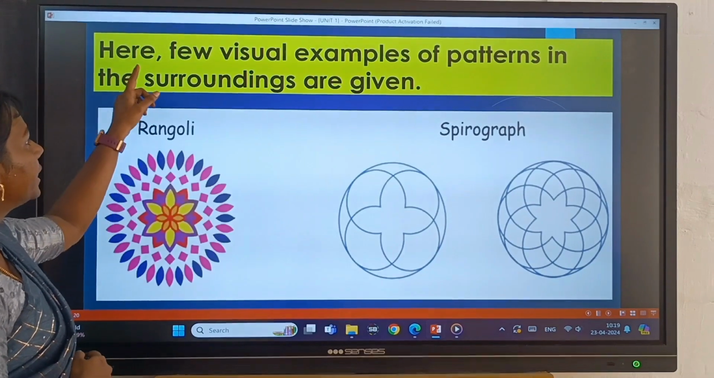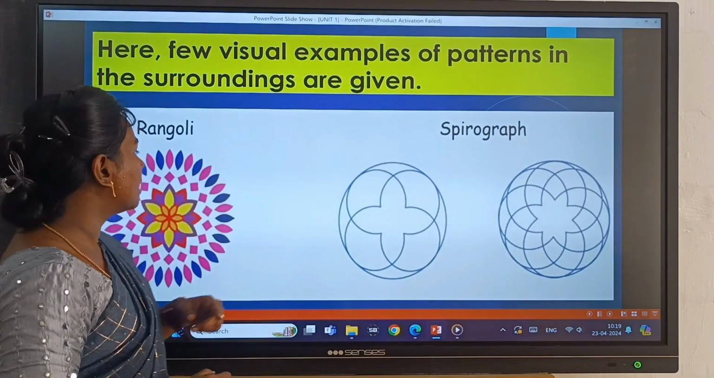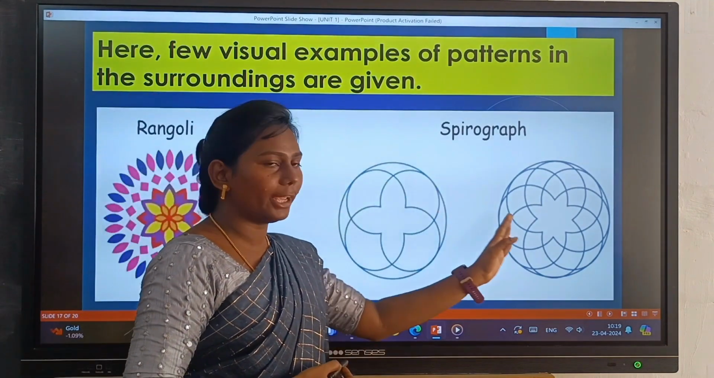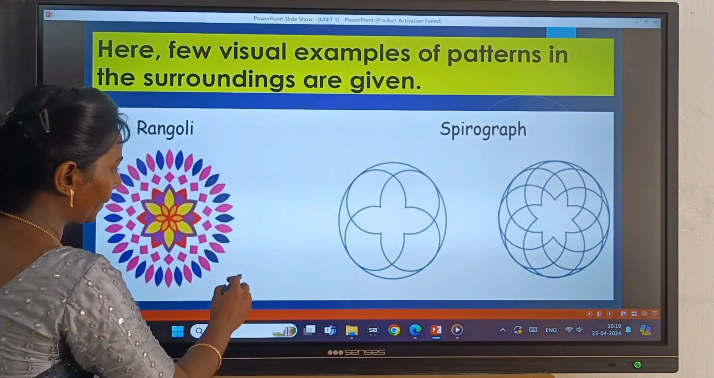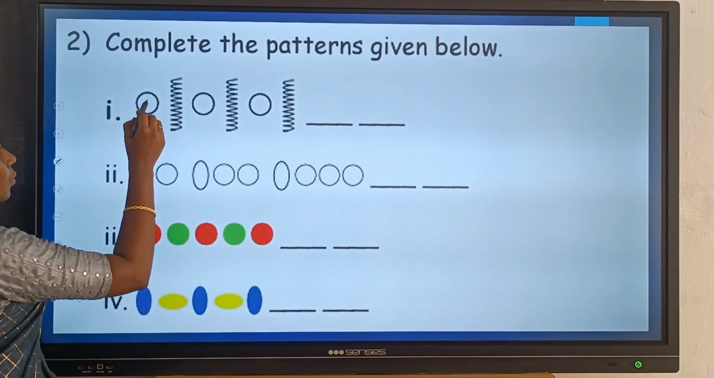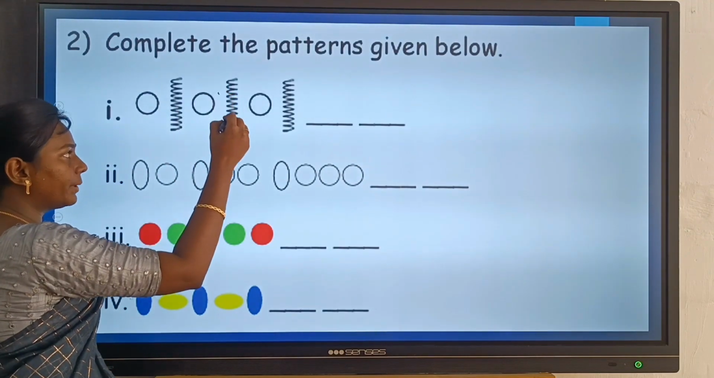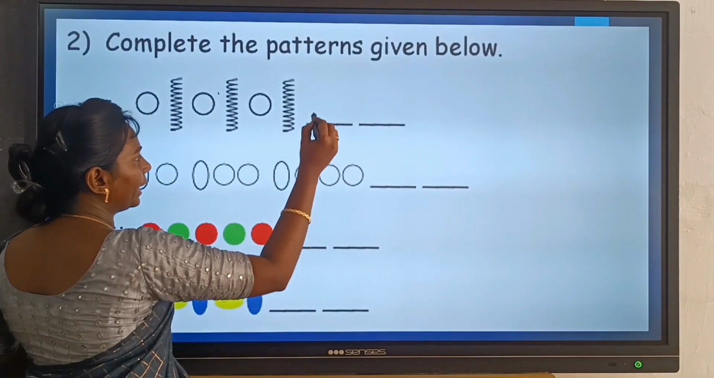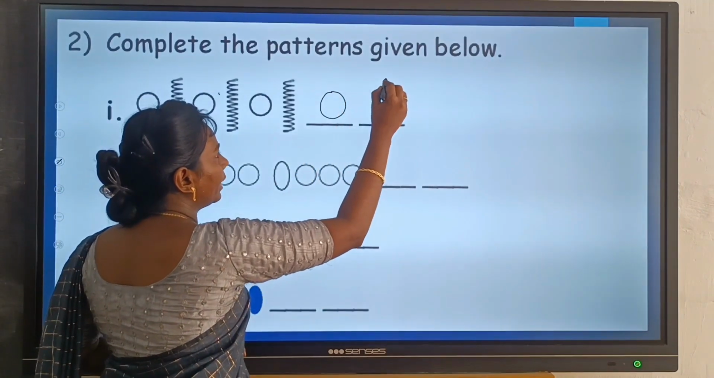And the next one, here a few visual examples of patterns in the surroundings are given. See here now, what is this? This is rangoli, very good. And this is a spirograph. So this is also some of the rangoli shape. Okay. See the second one, complete the patterns given below. See here, one circle is there and then spring, and again circle, spring, and again circle, again spring. So what comes next? Yeah, very good. Circle and then spring. Very good.